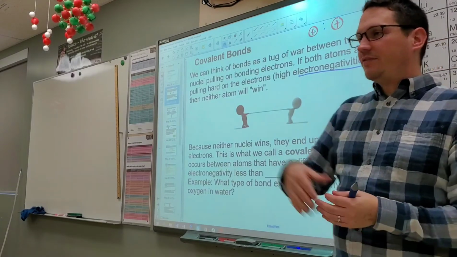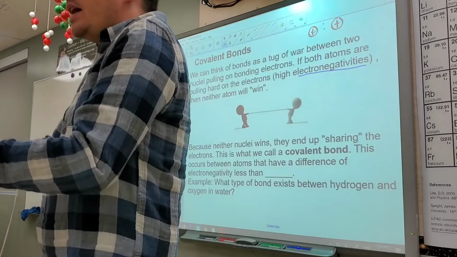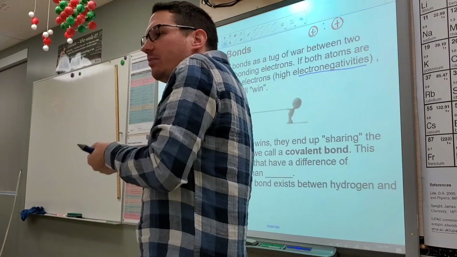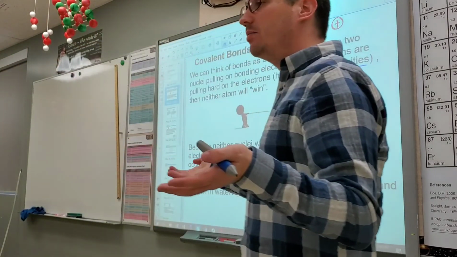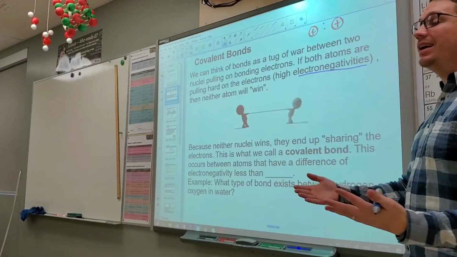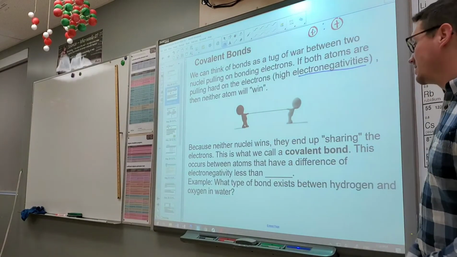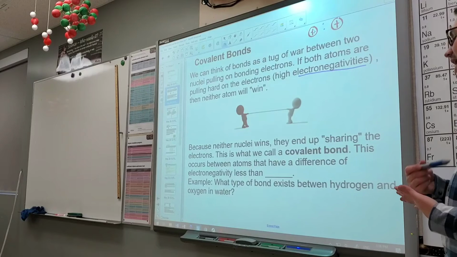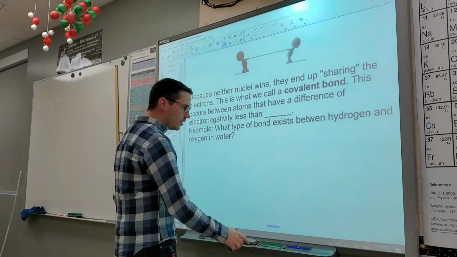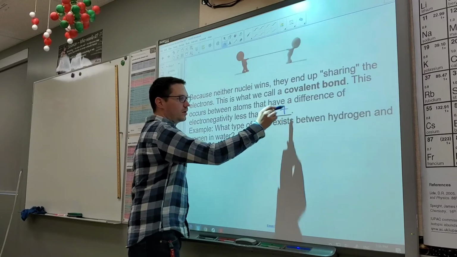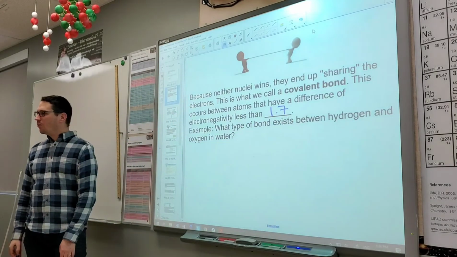If you and I are sharing electrons, and I'm trying to win the battle, and you're trying to win the battle, but nobody's actually winning, that's what we call a covalent bond. They're sharing the valence electrons. This occurs between atoms that have a difference of electronegativity less than 1.7.